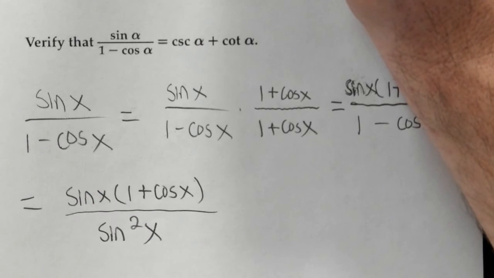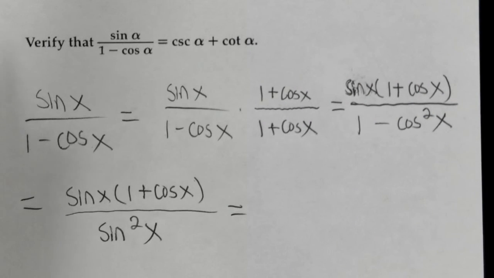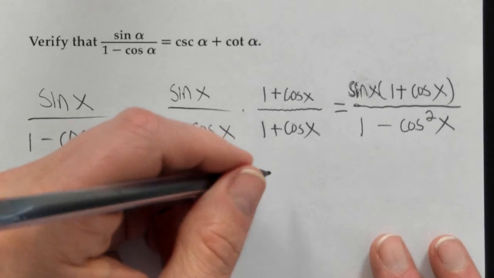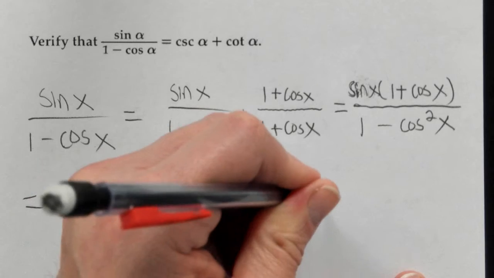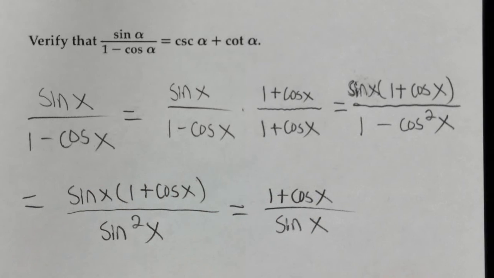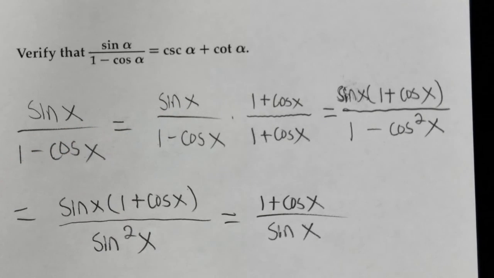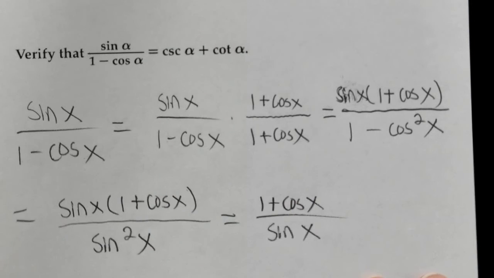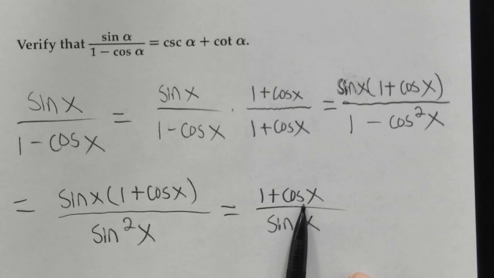Alright. Okay, so now what? We're getting closer. Let's see. One of the sines can cancel. That'll help. So we'll go 1 plus cosine of x over sine of x. Okay, so now we can start trying to focus on getting what we need in here. And what we need is a cosecant and a cotangent. Let's take a look at this and see if there's any way that we can get that in there.